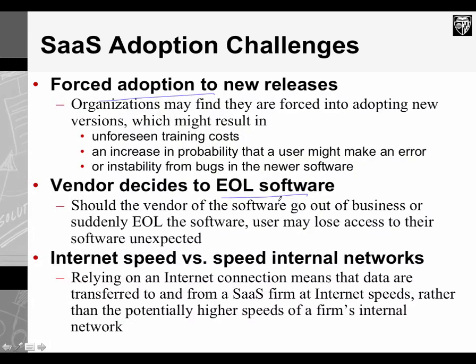And finally, internet speed versus speed of internal networks. If all your data is on the internet, in the cloud, and in order to do anything, you have to be accessing it through the internet, through the network, then you could potentially have a problem, especially if you have a slow network. When you are within the company, you have a much faster network, you have gigabit network. Now, when you're on the internet, your response time may not be as good, and that may affect productivity. And so this can also lead to some SaaS adoption challenges.